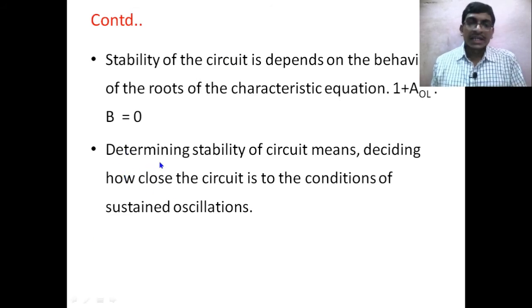So here, we are calculating the stability in the sense of how close our circuit is to starting oscillations. If our amplifier is very near the oscillating region, which means it is going to satisfy the Barkhausen conditions, then our circuit will have less stability. If it is far from the satisfaction of the Barkhausen condition, then definitely it is a stable circuit or stable amplifier.